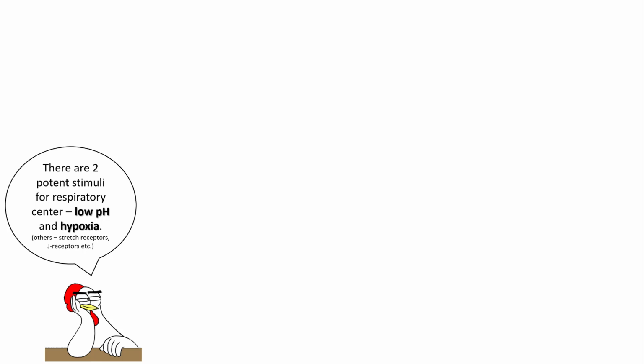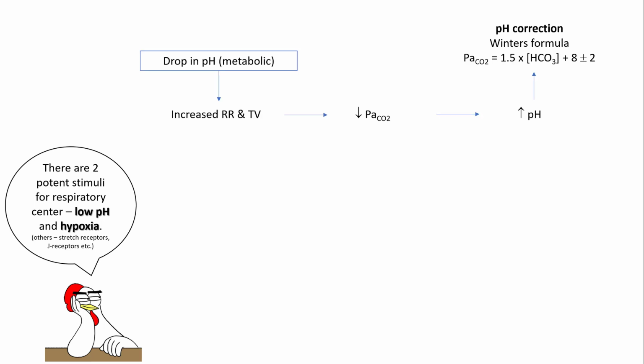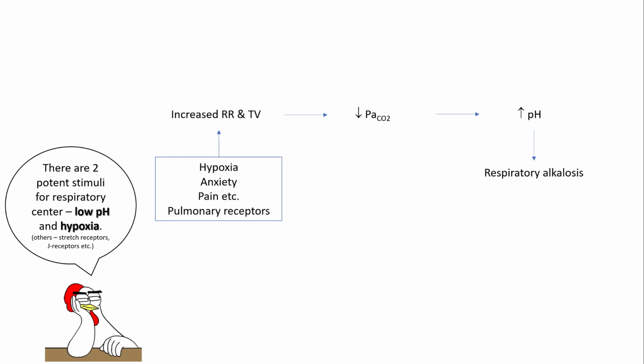There are two potent stimuli for the respiratory center, the low pH and hypoxia. Low pH will result in increasing respiratory rate and tidal volume by stimulation of both central and peripheral chemoreceptors. This will result in something you call respiratory compensation. The second stimulus is hypoxia, which would similarly result in increased rate and tidal volume, decreasing the PaCO2 and increasing the pH, causing respiratory alkalosis.